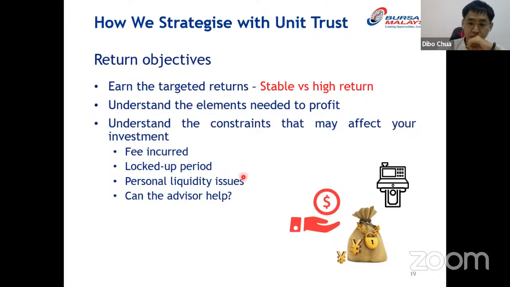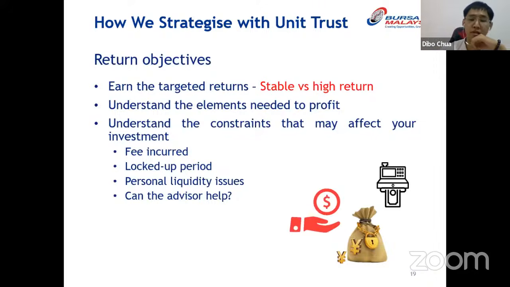Okay, so to understand, you have to go and understand about the target return, whether you want the stable return or you want the high return. Okay, this is a very key objective. So if you want a high return, go for the equity or the best one. Go for the technology, the specialized fund.